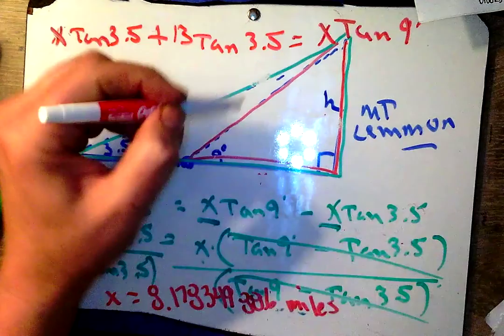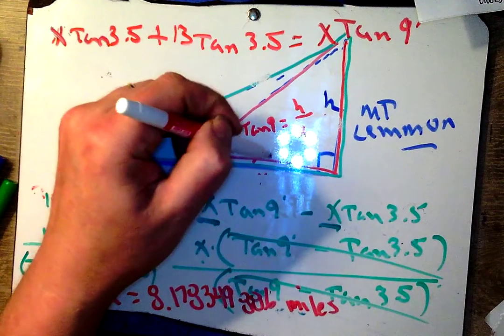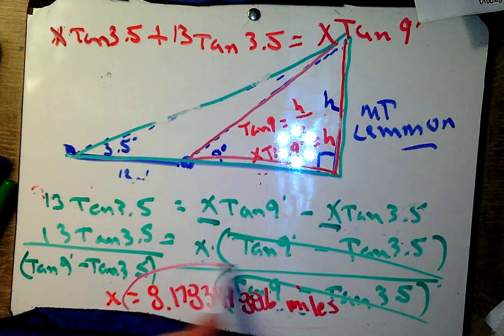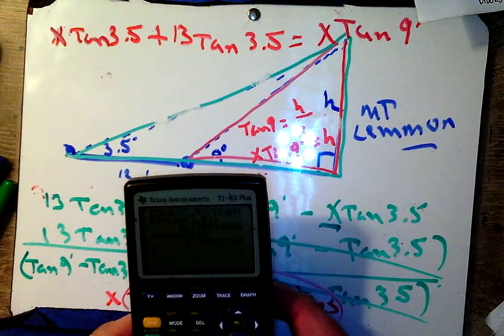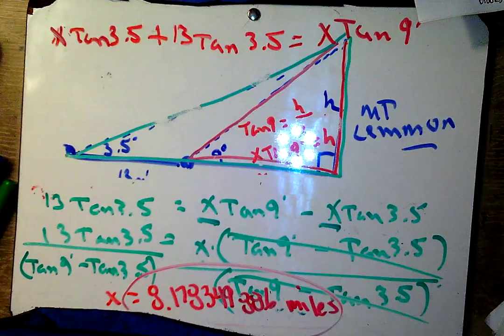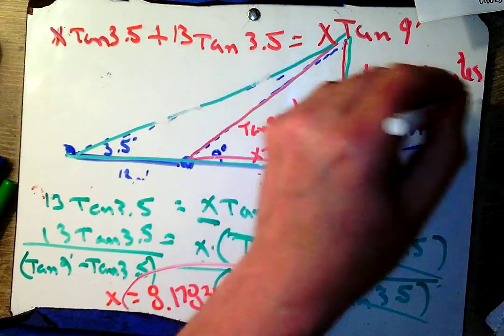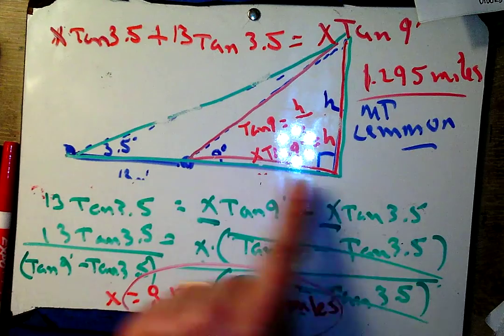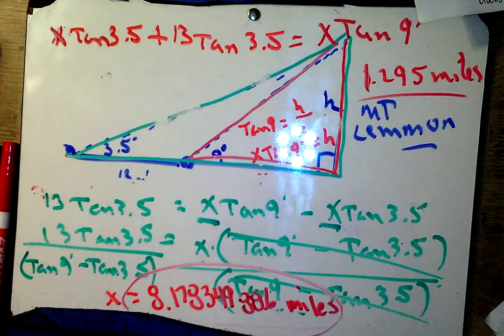Okay, so remember here we had this tangent equation. Tangent 9 equals h over x, and therefore x tan 9 was equal to h. Well, I need to take this x value and multiply it by tan 9. So times tan 9. And I end up with 1.295 miles. Which I believe is a fairly accurate assessment of the height of Mount Lemmon based on us not living at sea level in our valley. If we did, then this number would be bigger.